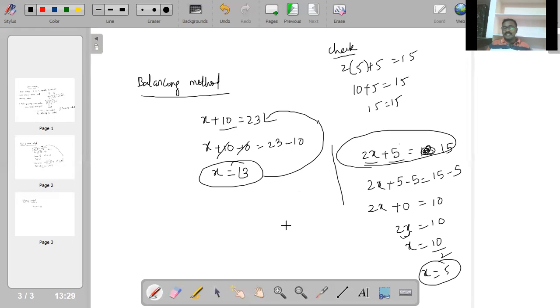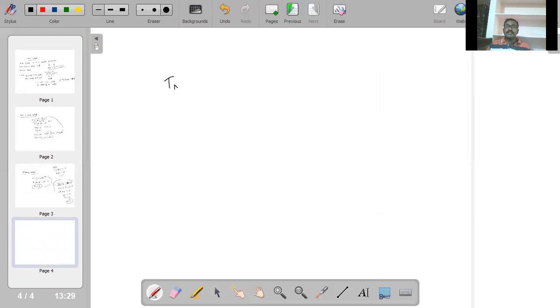So this is called the balancing method. Now we will discuss the third method. Till now we discussed the first method, called the trial and error method, and the second method, called the balancing method. The third method, as we already mentioned, is the transposing method. What is the meaning of transpose? Transpose is changing from this place to that place, from this place to that place. That is nothing but a transpose.